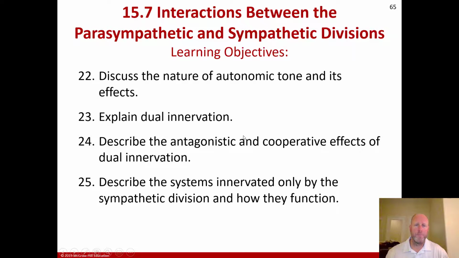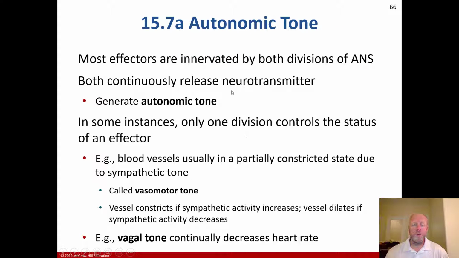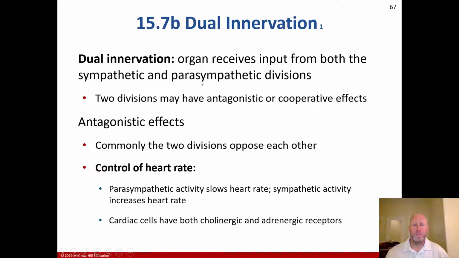how they function. With autonomic tone, most effectors are innervated by both divisions of the ANS, and both continuously release neurotransmitter. They generate autonomic tone. In some instances, and this is kind of a balance between sympathetic and parasympathetic response, essentially more of a resting state. In some instances, only one division controls the status of an effector, like blood vessels that are usually in a partially constricted state due to sympathetic tone, also called vasomotor tone. Vessel constricts if the sympathetic activity increases. Vessel dilates if sympathetic activity decreases. Vagal tone continually decreases heart rate, which is obviously a decrease meaning a parasympathetic response.